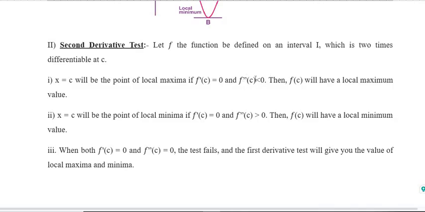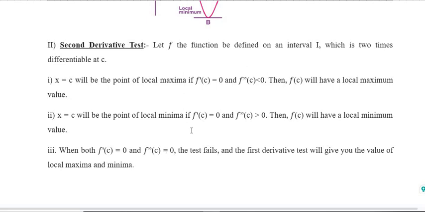is less than 0 at point C, then this will be considered a local maximum. And the second one: first order derivative is 0 and the second order derivative is greater than 0. Then this will be considered a local minima. And obviously the third one: if both are 0, the test will fail. So there will be no maxima, no minima at that point.